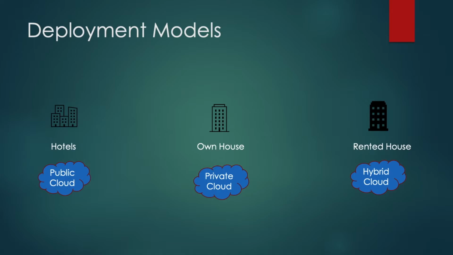Hybrid cloud you can relate to a rented house, where you have the benefits of both worlds, public and private. So you can choose which resources you want to make public and which resources you want private, which will be only for your organization to use, and which will be open for other users to use. Like in a company, there can be internal users as well as external users. External users can use the public resources, and the internal users can use the private resources. So that is the hybrid model.